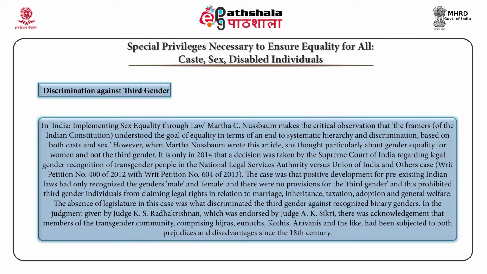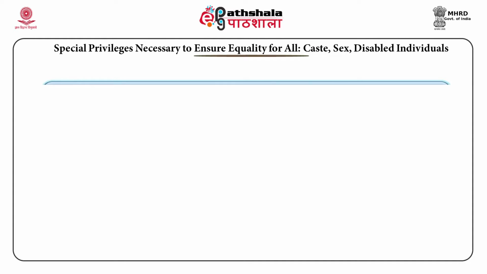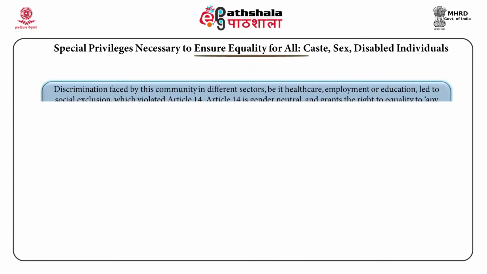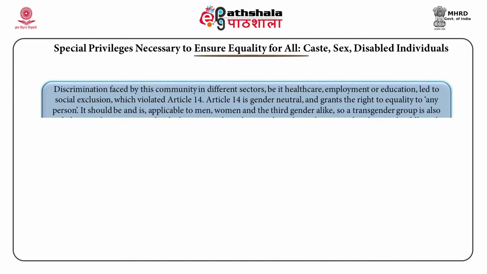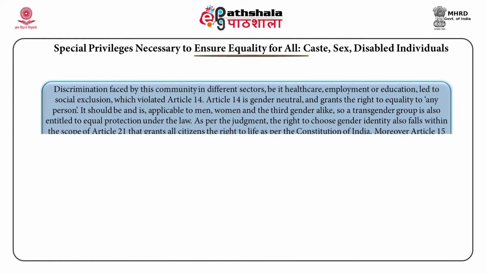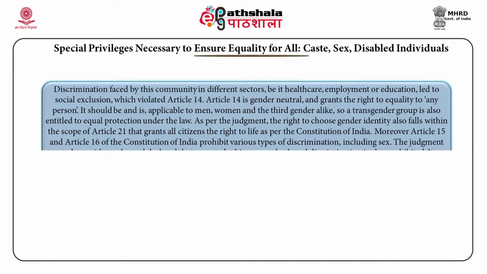In the judgment, again of Justice Radhakrishnan, which was endorsed by Justice Sikri and others, it was finally acknowledged that the transgender community, which comprised hijras, eunuchs, kothis, and the like, had been subjected to both prejudices and disadvantages, not only in the recent past, but at least since the 18th century. Discrimination faced by this community in different sectors, be it healthcare, employment, or education, has led to social exclusion. Now this, according to the court, violated Article 14.